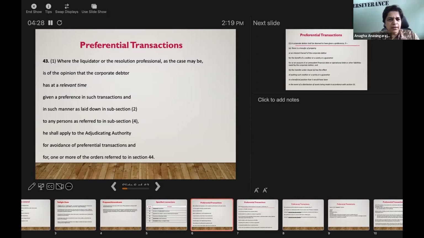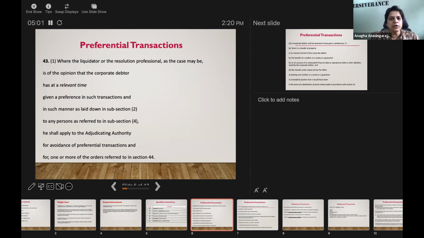So preferential transactions. This is just the bare text of the section, but the text of the section itself is relevant for understanding what all we can include as a preferential transaction. So let us go and read each and every item so that we understand what all transactions can be covered as preferential transactions. So 43(1) says where the liquidator or the RP. So here we understand that if not during the CIRP stage, even during the liquidation stage, we can identify these transactions and file for necessary reliefs.